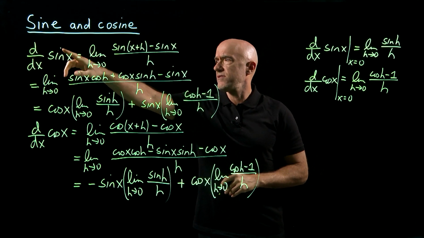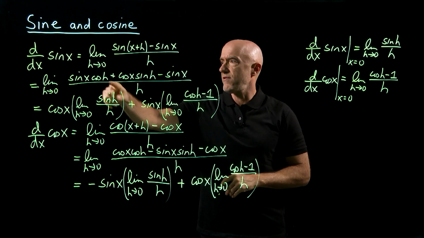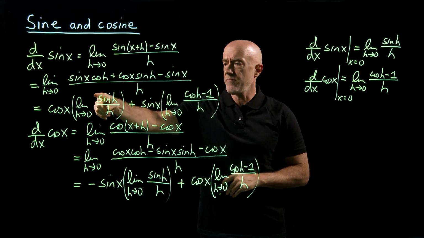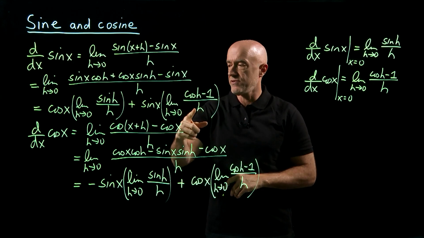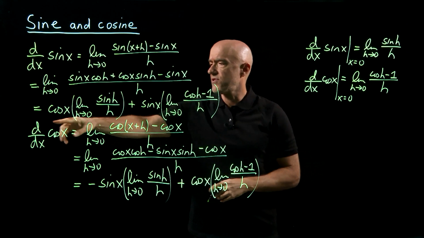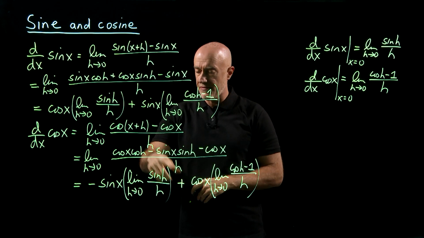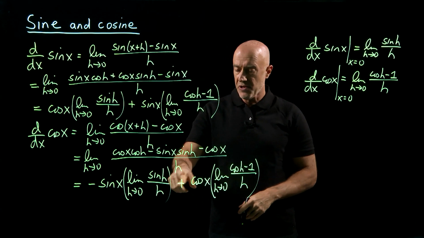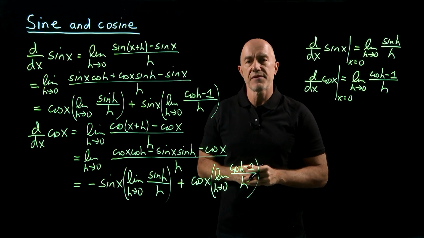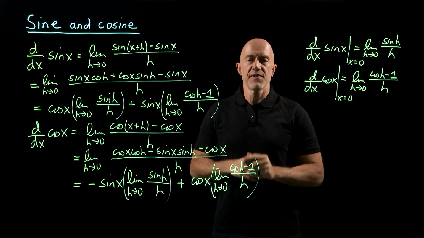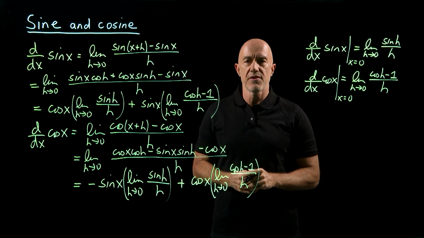So what we have then is the derivative of sine x is equal to cosine x times the derivative of sine at x equals 0 plus sine x times the derivative of cosine at x equals 0. And similarly, we have the derivative of cosine x equals minus sine x times the derivative of sine at x equals 0 plus cosine x times the derivative of cosine at x equals 0. So the key here is to figure out what are the derivatives of sine and cosine at x equals 0.